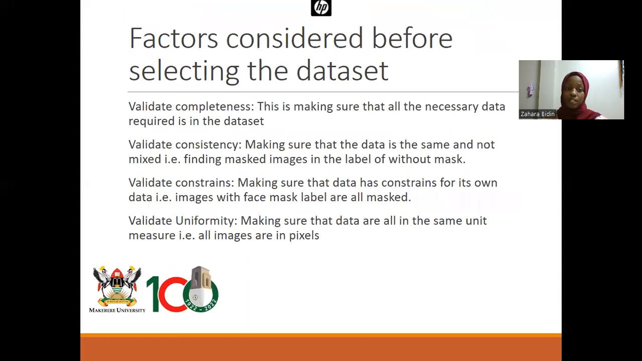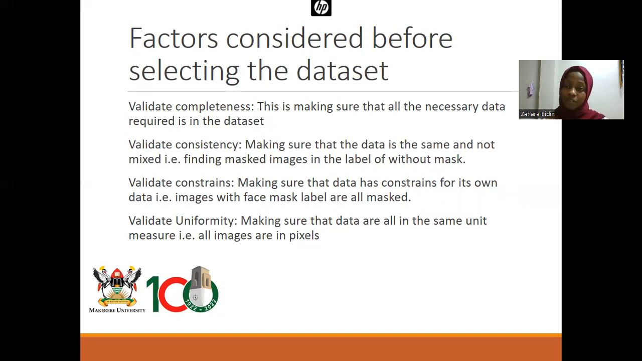The factors that I considered before selecting this dataset: I considered validate completeness. This was making sure that all the necessary data required is in the dataset, and it fully had all the necessary data that I needed. Then validate consistency, which was making sure that all the data is the same and not mixed up, like finding images with masks and those without masks all at the same level. It was not the case.